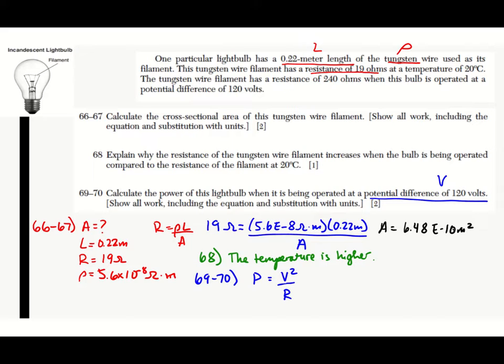So this is going to be 120 volts squared divided by, now careful because they give us two different resistance values. When the wire filament was originally at 20 degrees Celsius, it had a resistance of 19 ohms. But once you connect it to the circuit, it now raises the resistance to 240 ohms with the 120 volts. And so for this particular question, since we're focusing on when it's being operated, we're using this R value of 240 ohms. All right, 120 squared divided by 240.